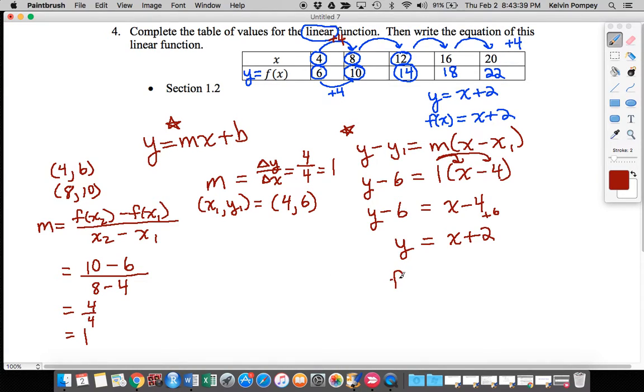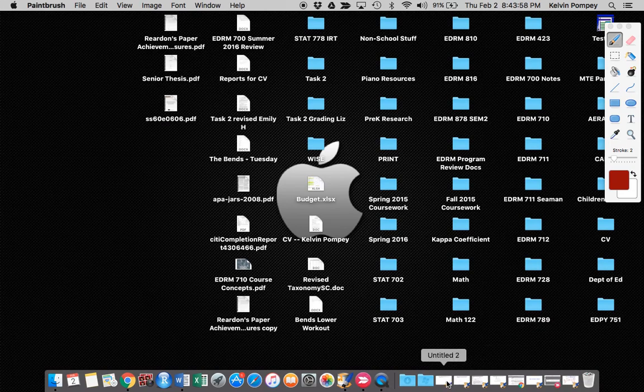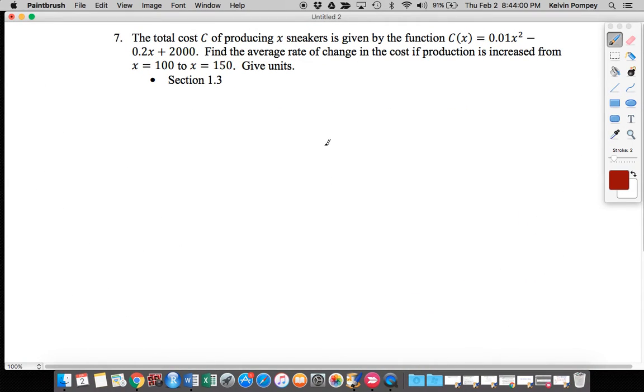And so if I want to write it as an f of x, a function of x, I get f of x equals x plus 2. Okay? So I just wanted to fill in that table and use the equation of a line to come up with the function. All right. Now what I want to do is look at problem number 7.